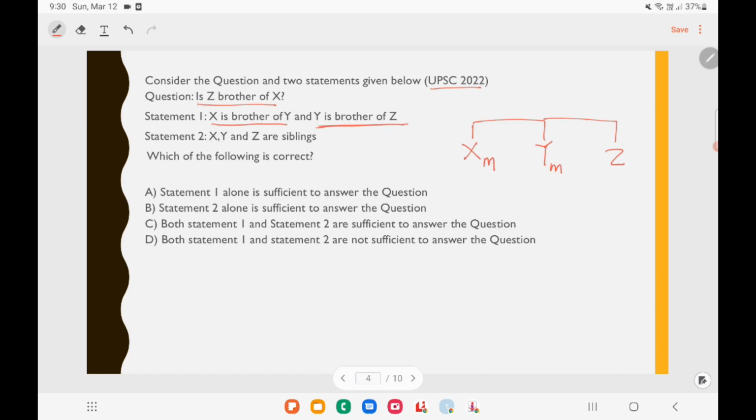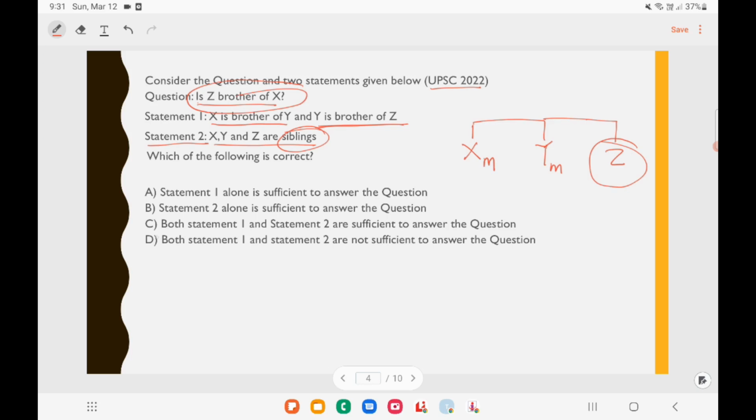But for Z, we don't know the gender because statement 1 says that X and Y are brothers. But Z, we don't know. It can be a sister, it can be a brother, right? Now statement 2 says that X, Y and Z are siblings. So again, siblings means we don't know the gender. It can be brother or sister. So from both these statements, we are not able to find out the gender of Z, right? So is Z the brother of X is the question. We cannot answer the question because Z can be a brother or Z can be a sister.